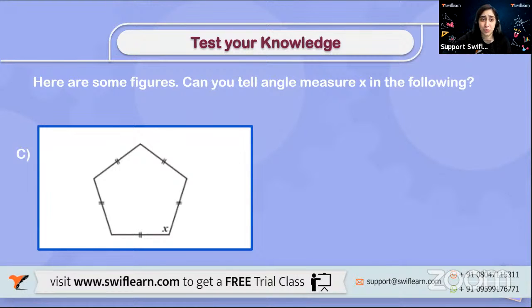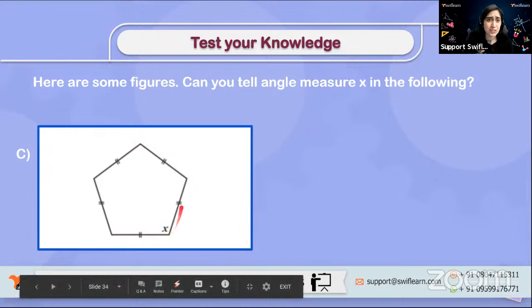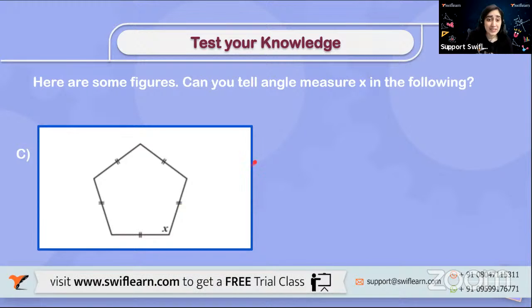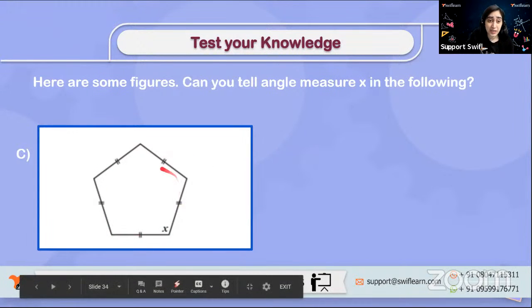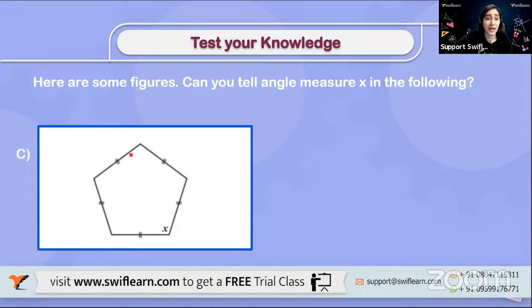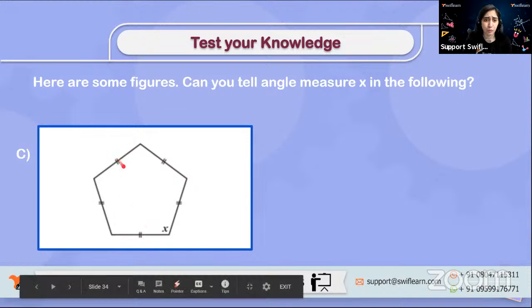Find the angles for this one. You have to use the angle property. You have to tell me what will be the angle of X. See, in this, nothing is given to us. But we know the formula. We know they are all equal in the sides, so that means their angles will also be equal. So what figure is it? How many sides does it have?